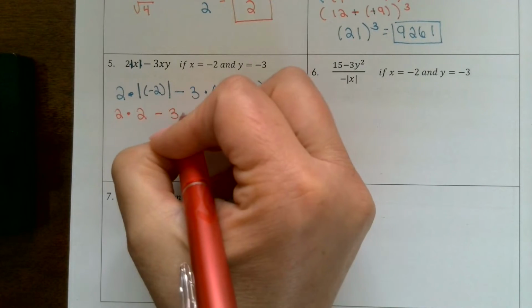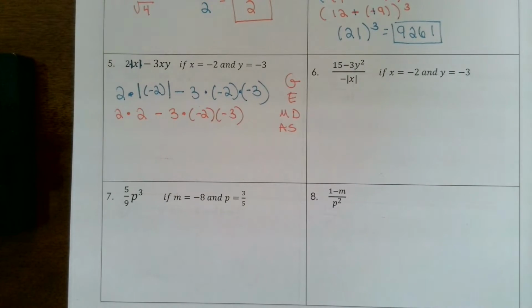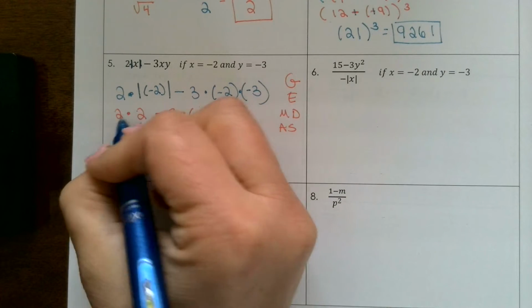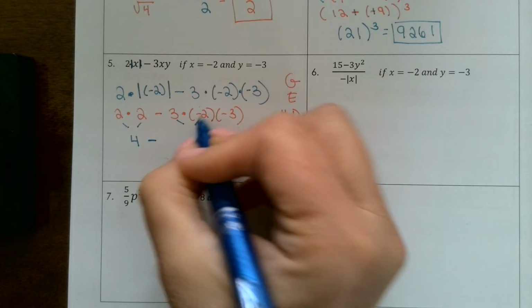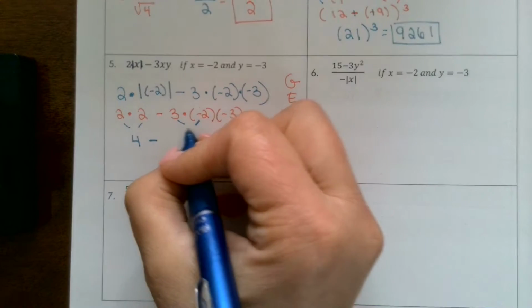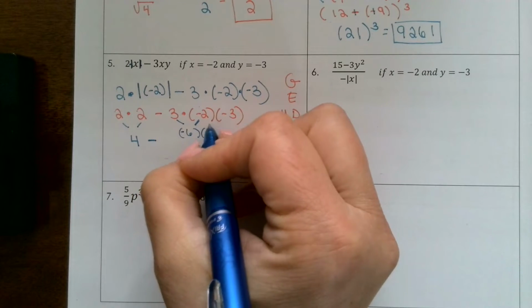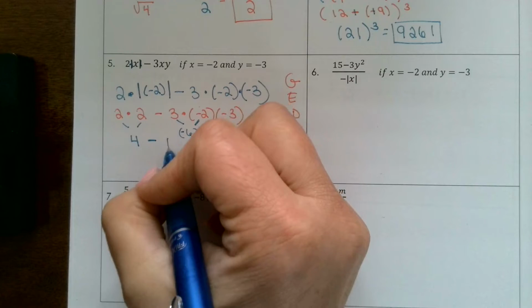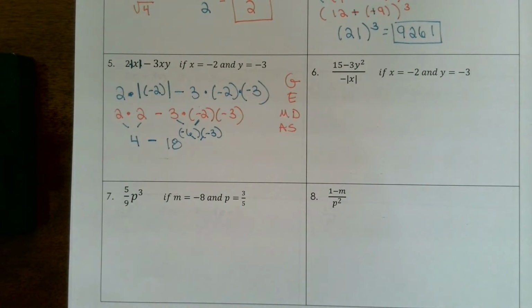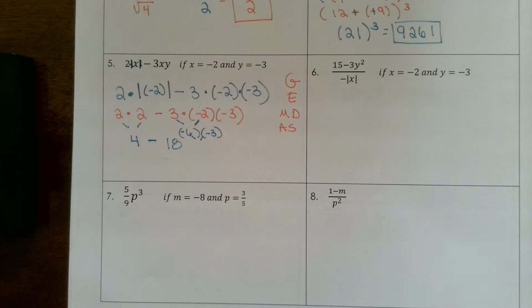Now I have -3 times -2 times -3. Multiplication, lots of multiplication here. So I've got 2 times 2, which is 4, minus 3 times -2. I'm going to just do this all in one step, which is -6 times -3, and that is a positive 18. So I end up with a 4 minus 18.